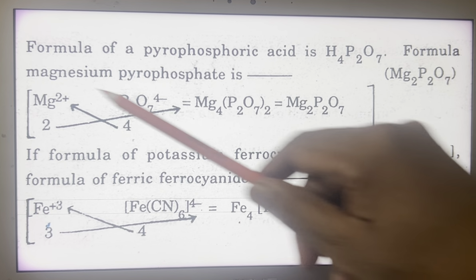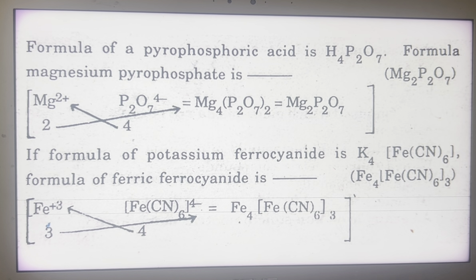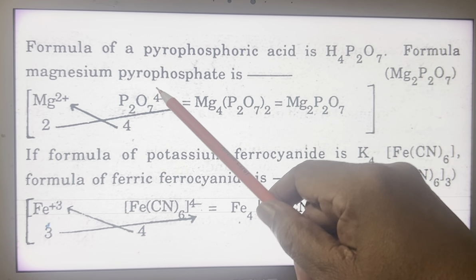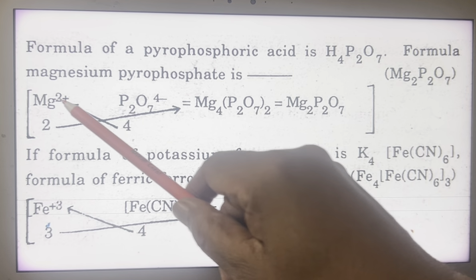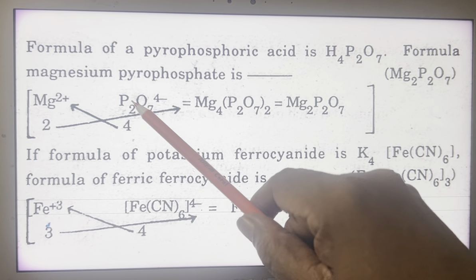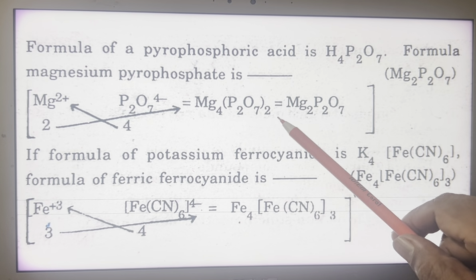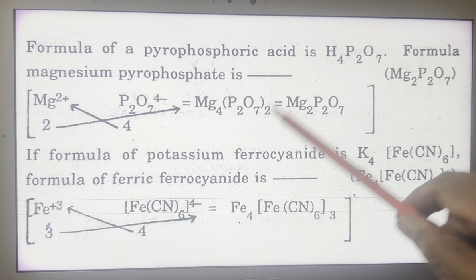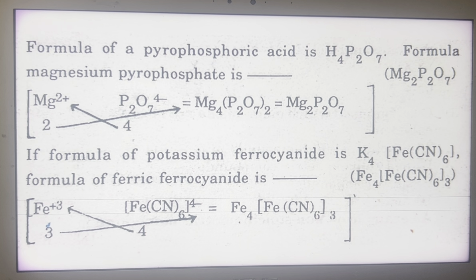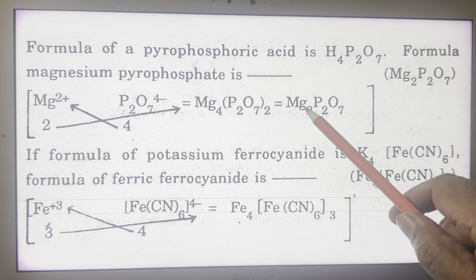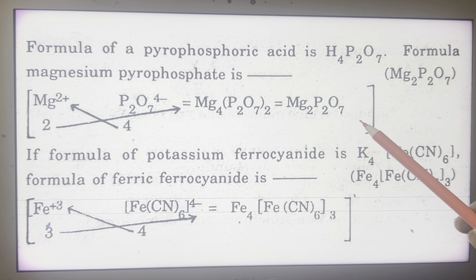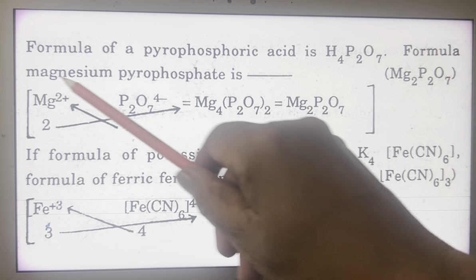He asked the formula of magnesium pyrophosphate. Magnesium is a second group element, Mg2 plus. The valence is 2. Its valence is 4 minus, so 4. 4 is kept here: Mg4, P2O7 twice. But it is a 4:2 ratio. This ion and this ion ratio is 4:2, so that can be written as 2:1. So Mg2, P2O7 of 1. The 1 need not be written. So Mg2P2O7 is the formula of magnesium pyrophosphate.